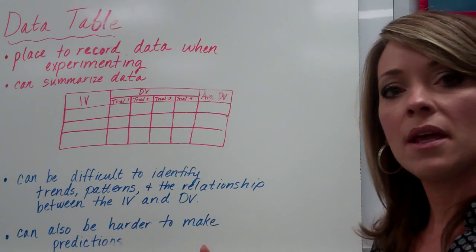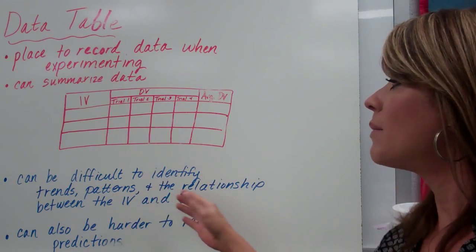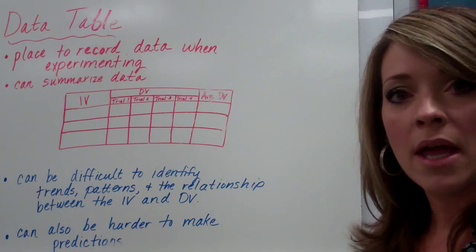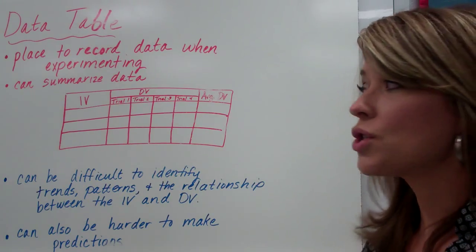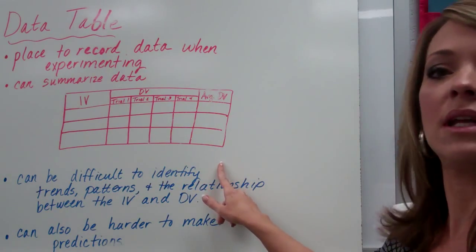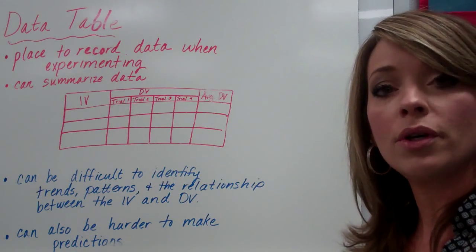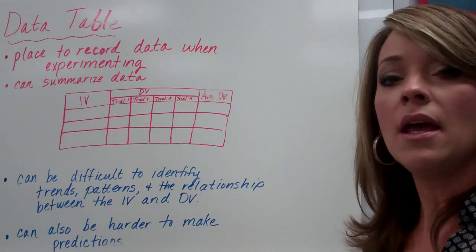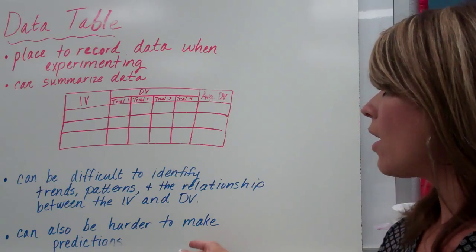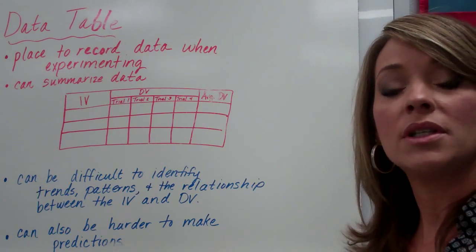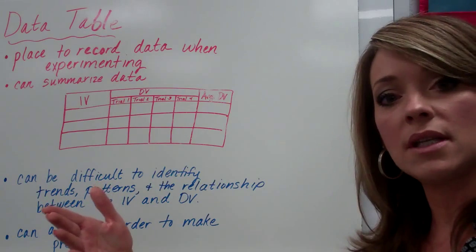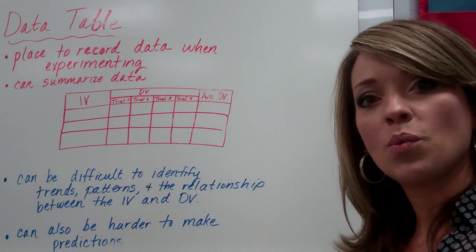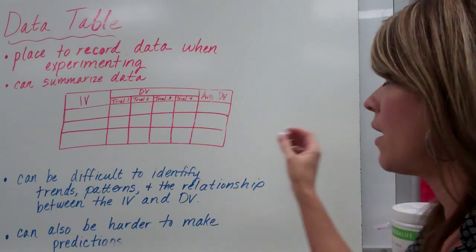But the bad thing about a data table is that it can be difficult to see those patterns, the trends, to see a clear relationship between your independent and dependent variable, and that's really what you're looking for in an experiment. Does your IV affect your DV, and if so, how? It also can make it harder to make predictions because you can't see all of the data at one time. You cannot see to make predictions within the data or beyond the data.